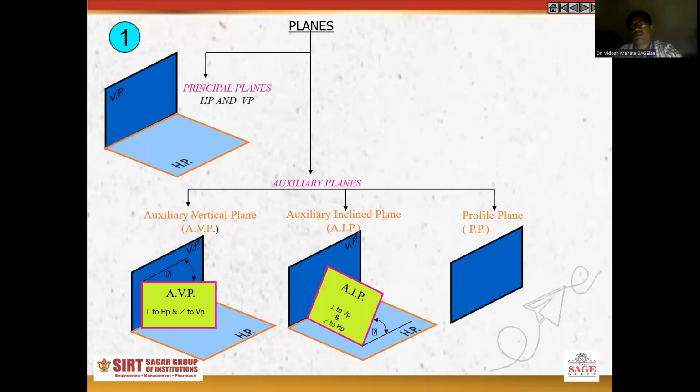And the third one is the profile plane or perpendicular plane. The plane is placed between the vertical plane and horizontal plane, that means perpendicular to both planes, and that is known as the profile plane or perpendicular plane.